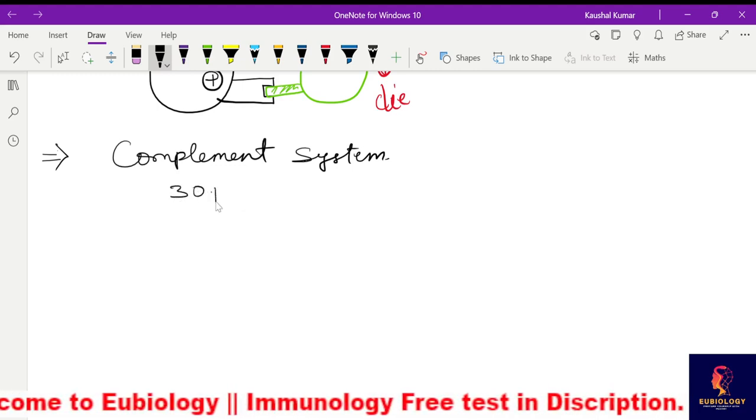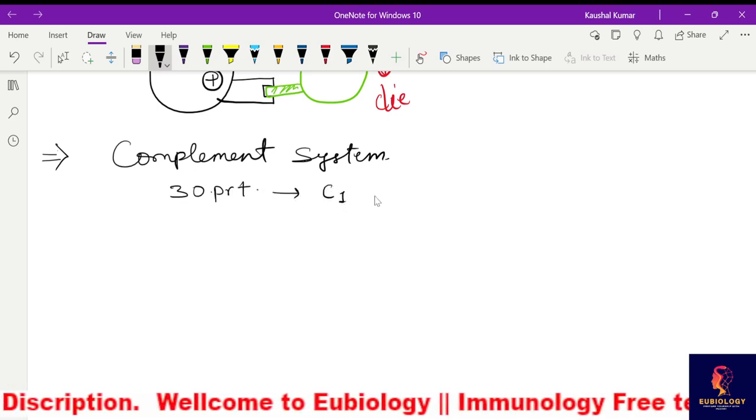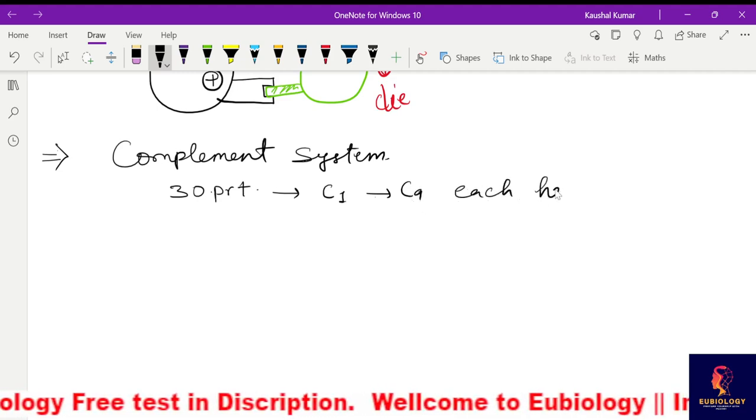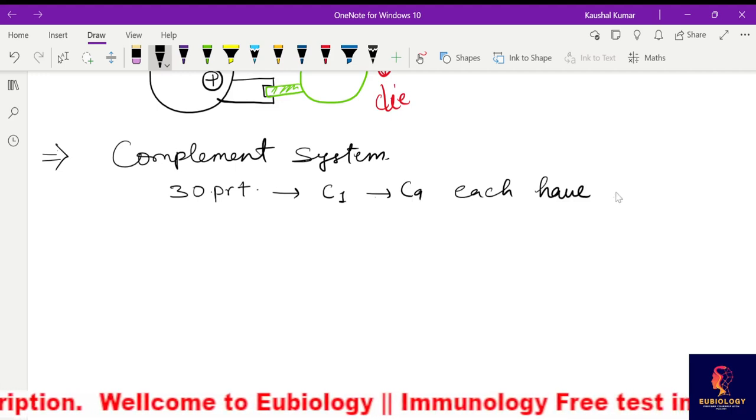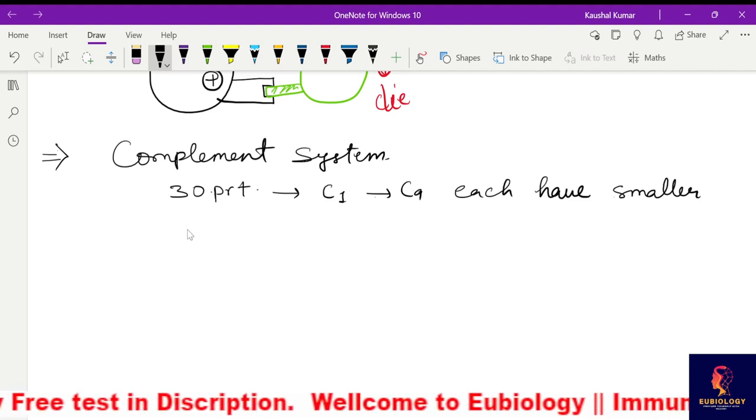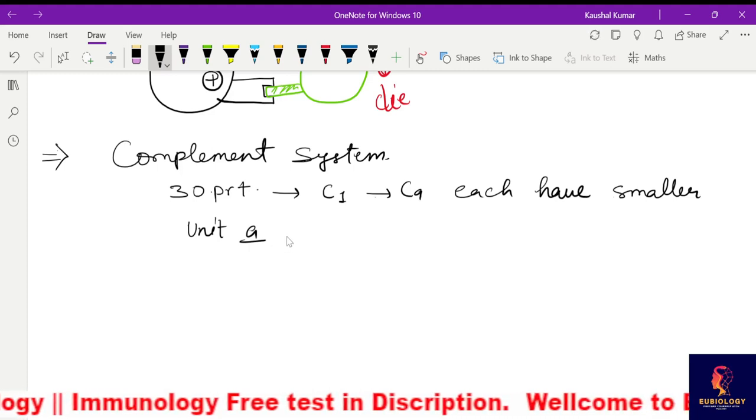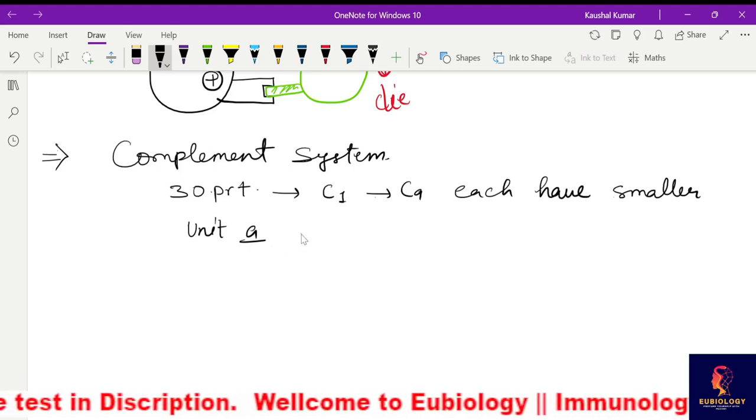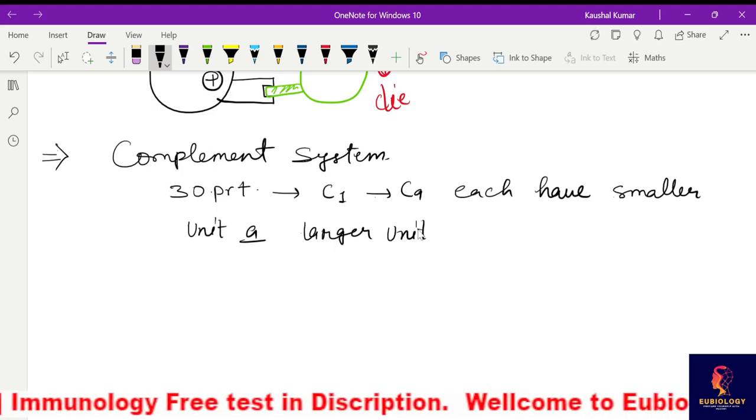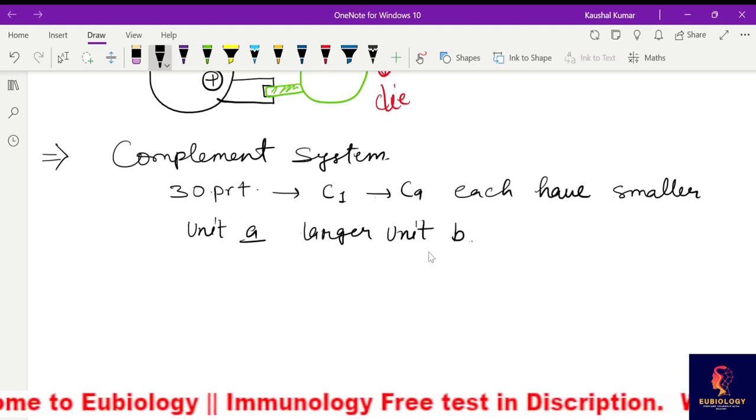The complement system consists of around 30 proteins, from C1 to C9, and each has a smaller unit, which is represented by A, and a larger unit, which is represented by B. Got it?